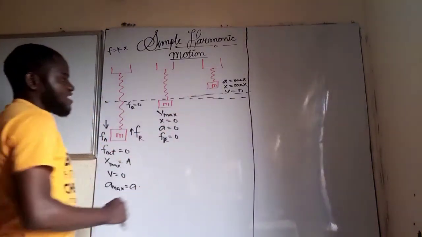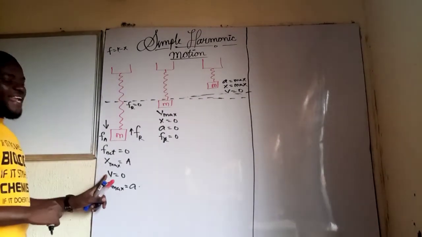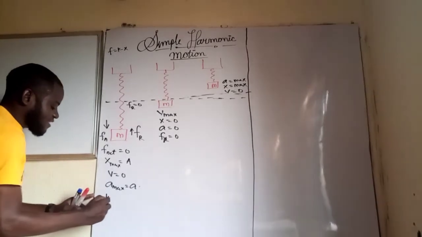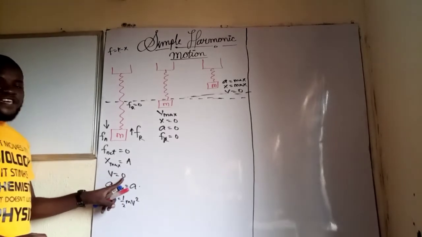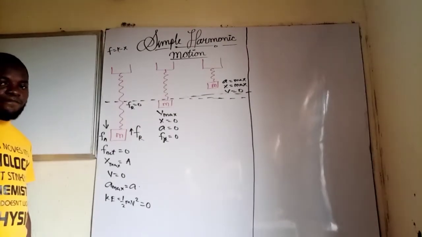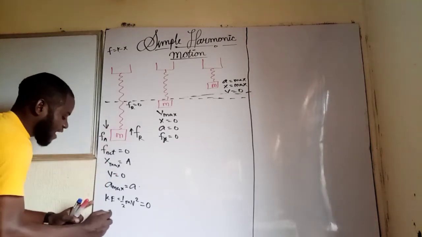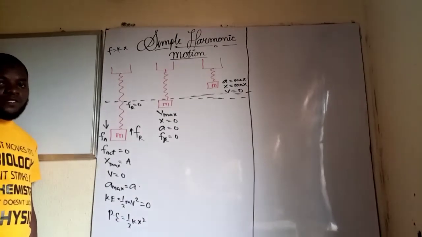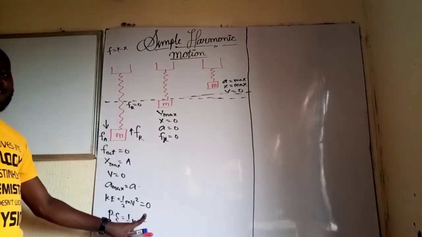So, if this is the case, we can then talk about the energy of this system. Remember, your kinetic energy is a function of velocity. So we have kinetic energy equal to 1/2 mv squared. Now, if v is equal to 0 at this point, kinetic energy is said to be 0. And if x is maximum, we have our potential energy at this point to be 1/2 kx squared. So it means that potential energy is present here while kinetic energy is 0.